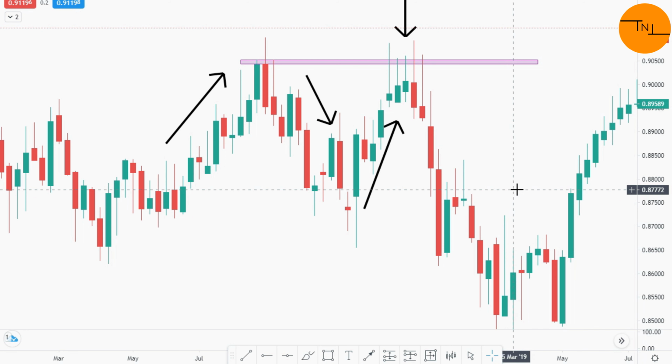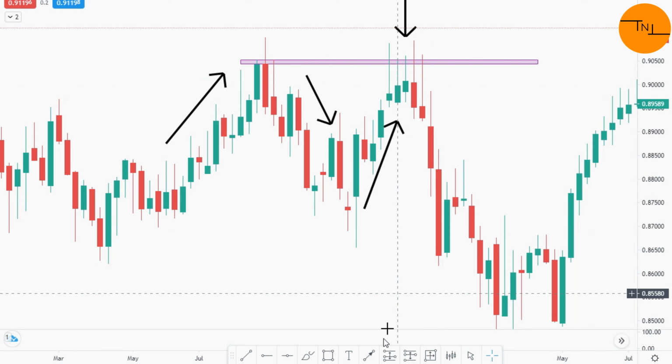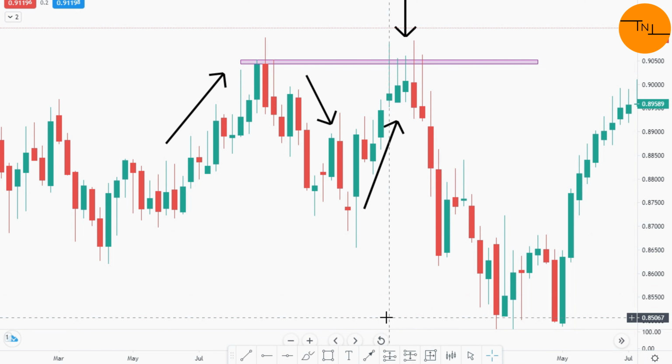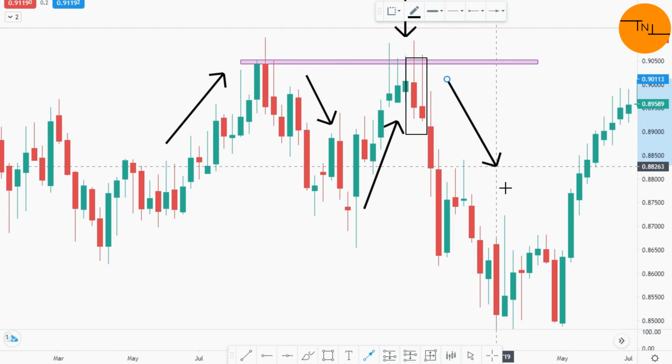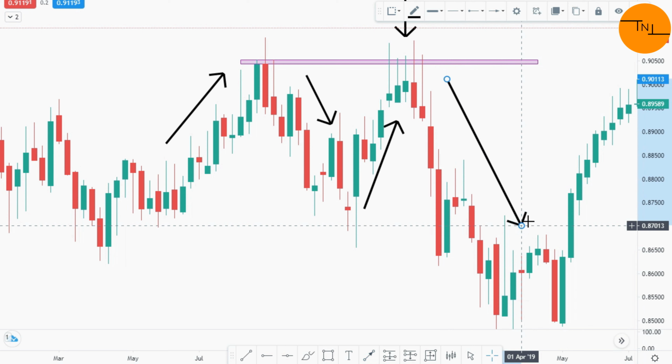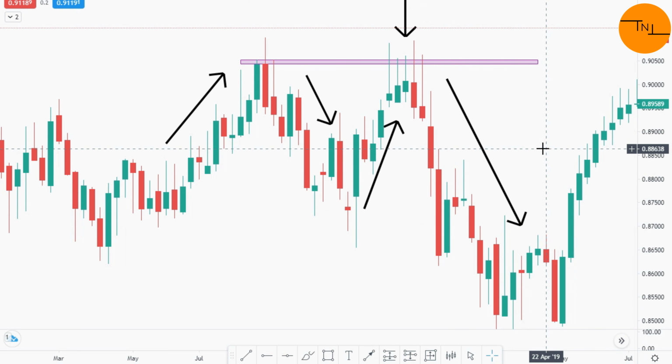You can enter the trade at the key level after seeing a couple of rejections. For more secure traders, you can wait for a bearish momentum to kick in, and through the intraday and lower time frame confirmation, you can enter the trade.